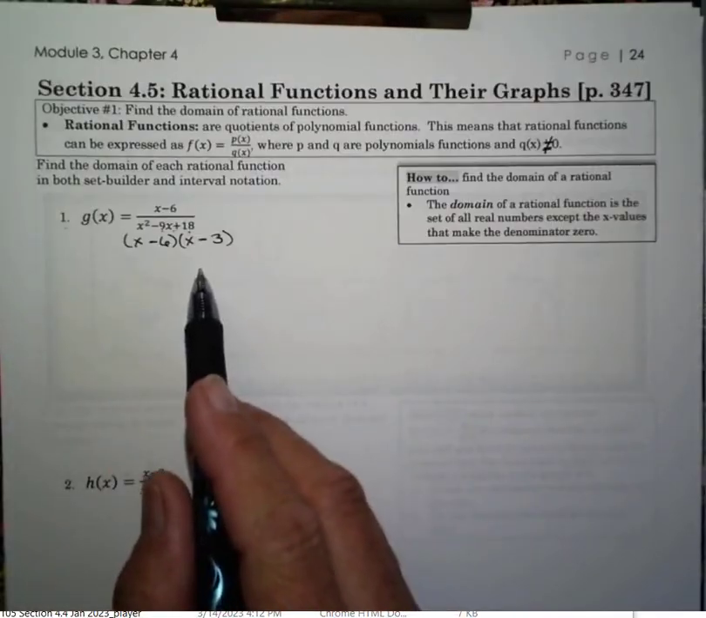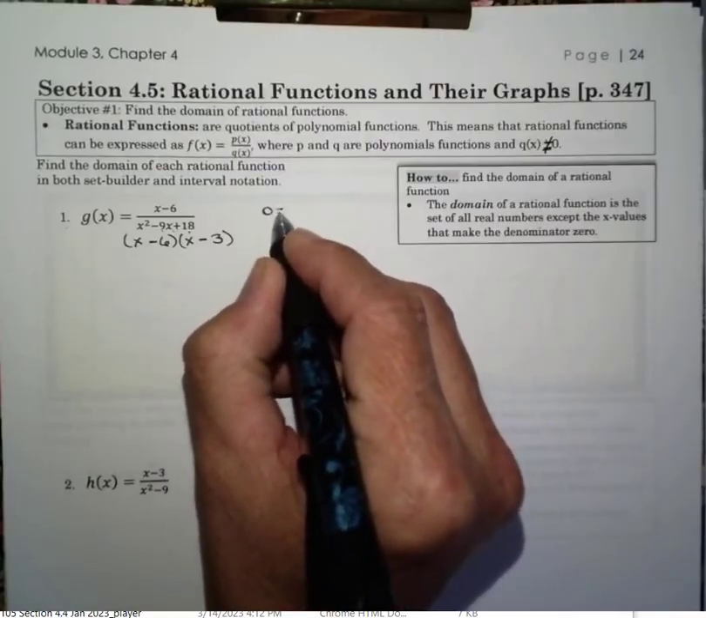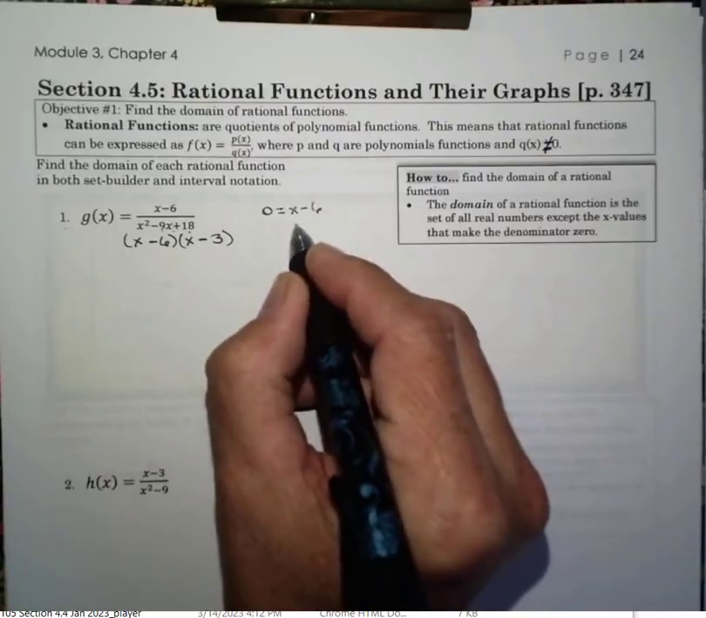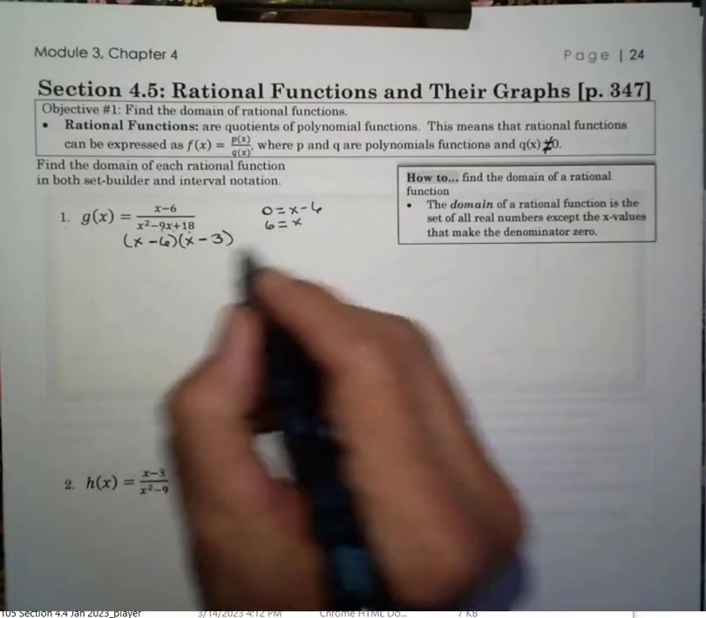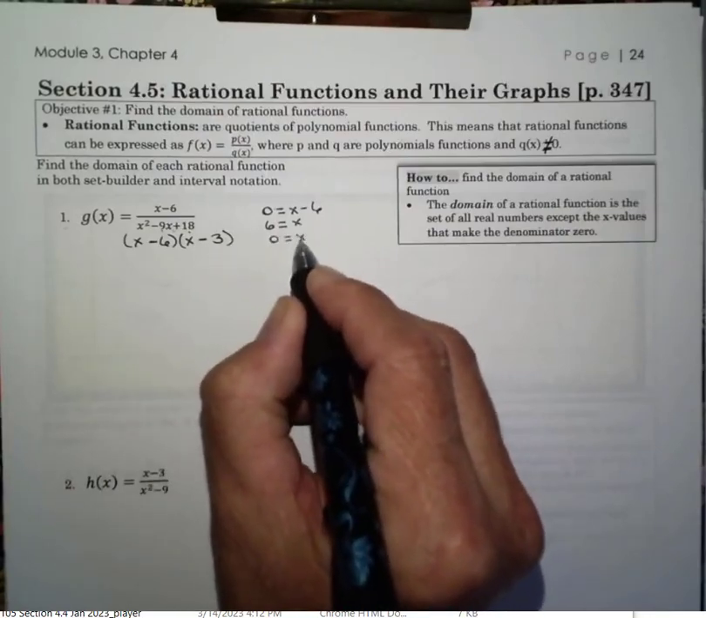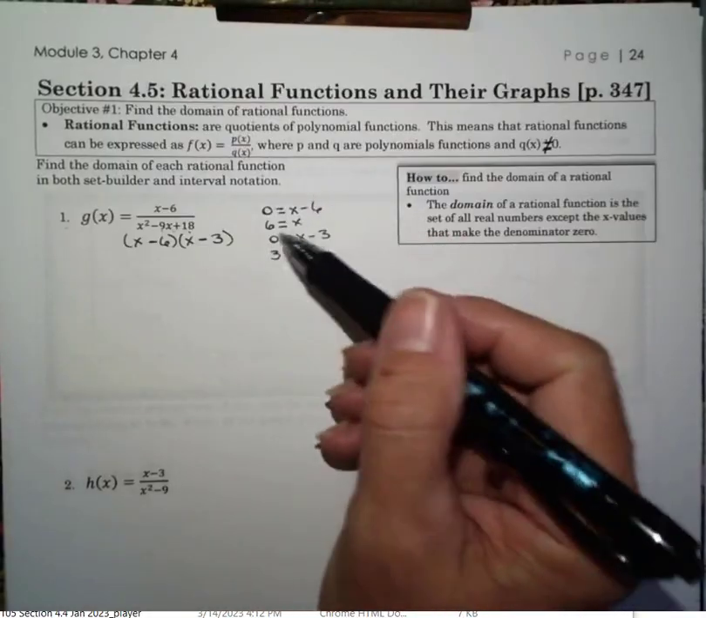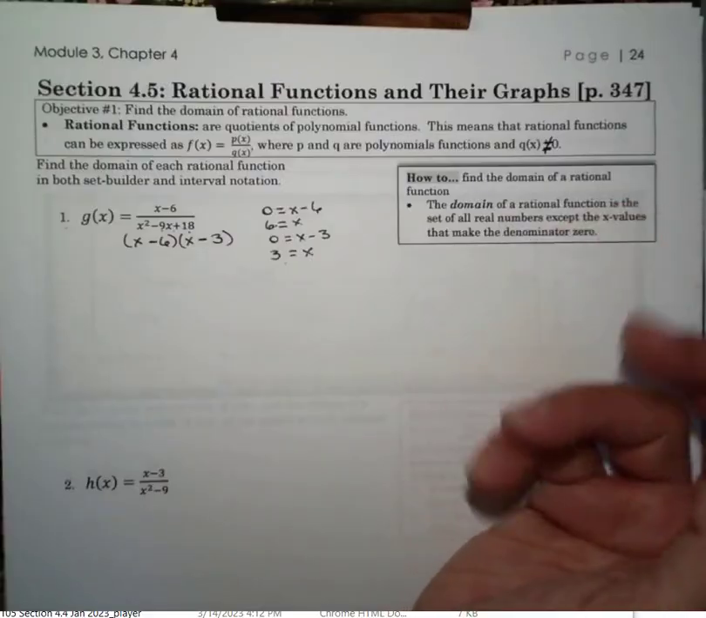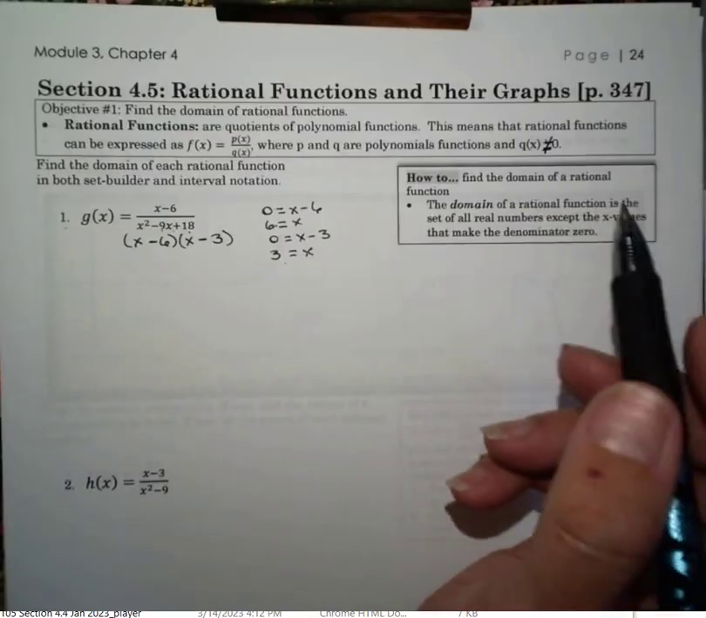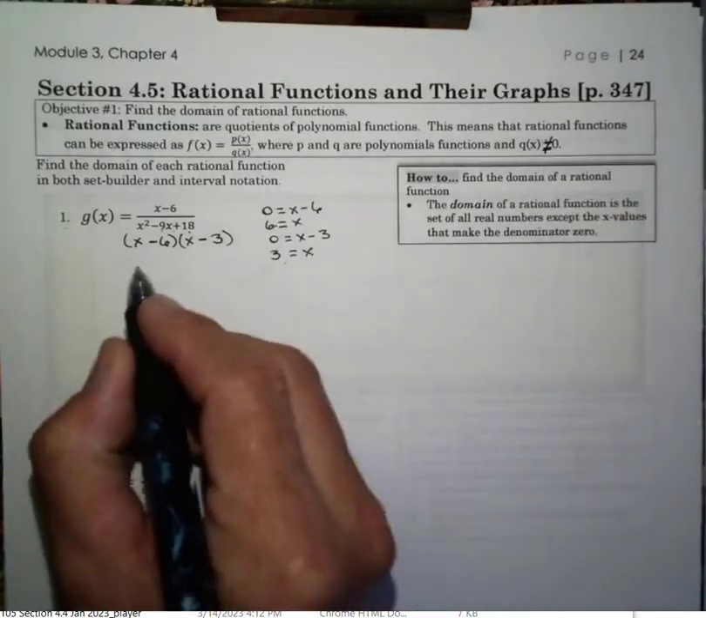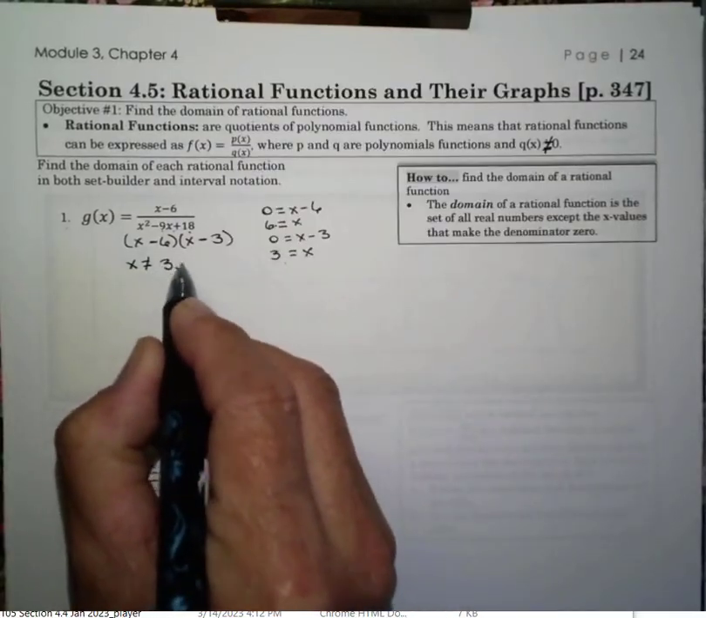So what can x not be equal to? Well, if I set 0 equal to x minus 6, then x is equal to 6 would make it 0. Same thing for the other one. If I say 0 is equal to x minus 3, then x would equal 3, and either x of 6 or x of 3 has to be excluded. In other words, those would be where my zeros are. That would cause the denominator to be 0. So I'm going to write it like this. I'm going to say x cannot equal 3, and it cannot equal 6.